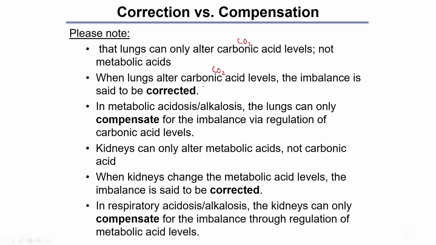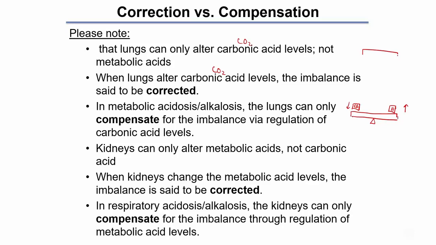On the other hand, in metabolic acidosis and alkalosis, the lungs will compensate for the imbalance because it's a two-part analogy. In metabolic acidosis and alkalosis, we have too much or too little of all the other acids in the body. If this has gone up, then CO2 needs to go down. So the respiratory system can try to compensate. That's compensation. When you adjust the other part, that's compensation. Maybe that's the easiest way to explain it.